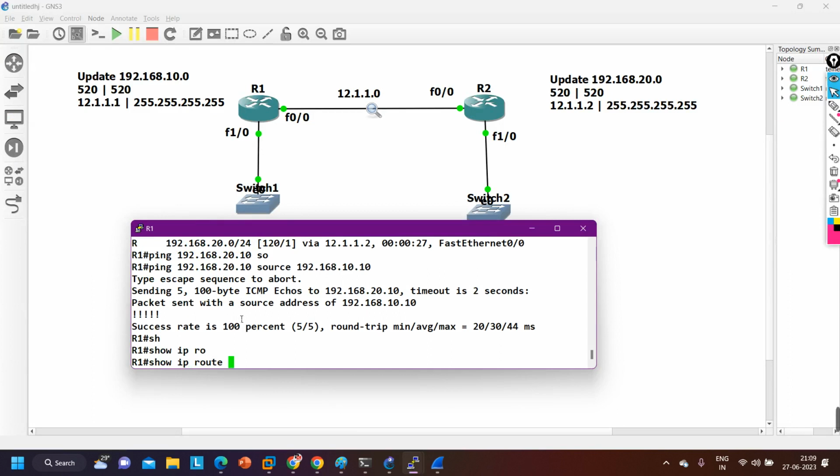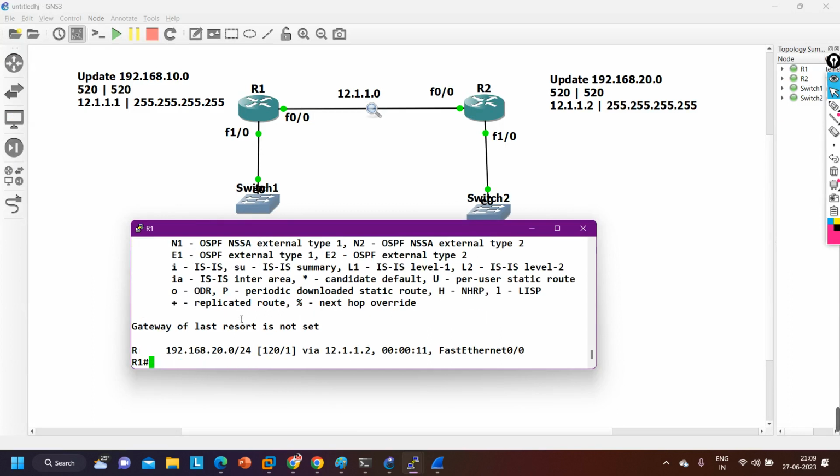Show IP route, and if you want to filter the routing table, you can filter by running a command like this. It shows only those prefixes which you have learned through RIP: 192.168.20.0/24 via 12.1.1.2.